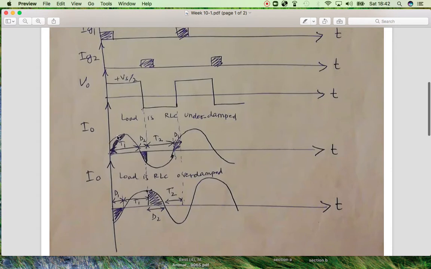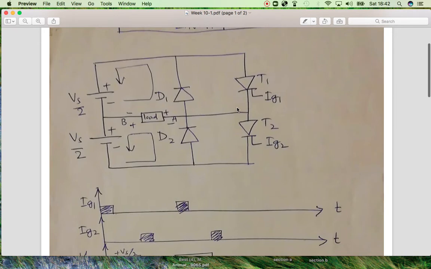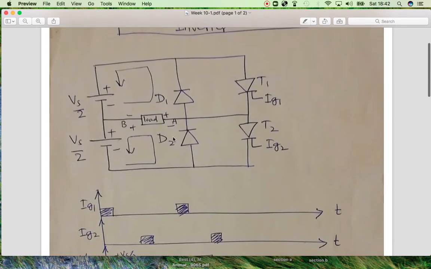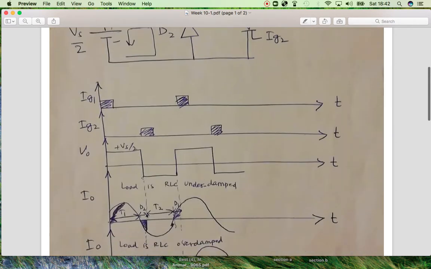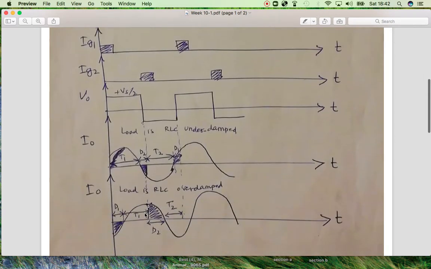Like we can see that from here to here the current is positive and the voltage is positive, and during this time the thyristor T1 is on when the current is passing from here to here. And when we have the voltage which is positive but the current is negative, then the current will flow through the D2 diode. We can see it from here. It is a kind of waveform.